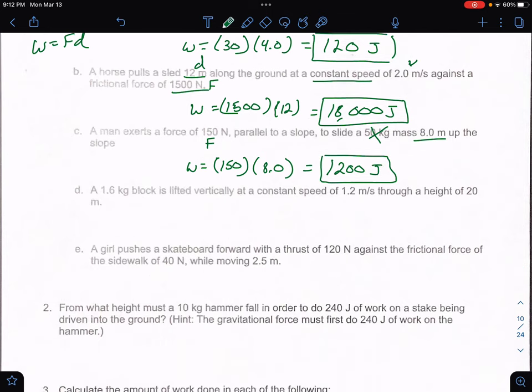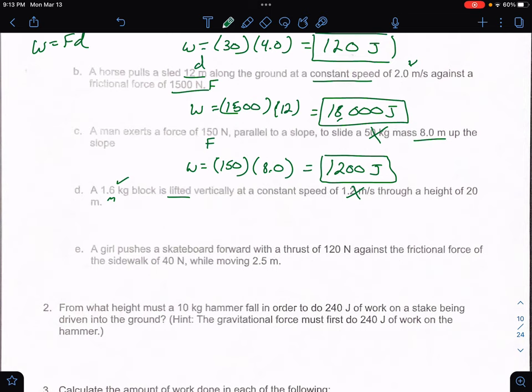Okay, a 1.6 kilogram block is lifted vertically. So again, lifted now, so that means mass does matter. That's your mass, and that means gravity is going to be a factor now. At a constant speed of 1.2 meters per second, so velocity is not going to really do me any good. Velocity would probably make more sense if it talked about an initial velocity and a final velocity. Then we could use those things. But if we only have one velocity, it's not going to do much for us.